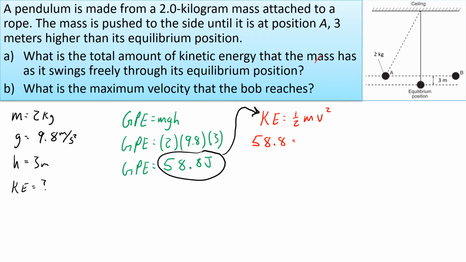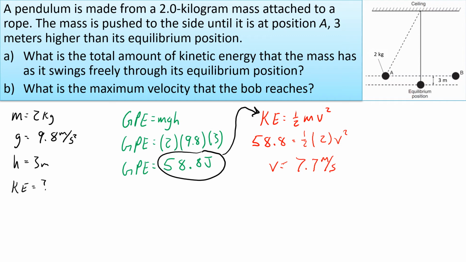Oh, actually, we just answered part A, right? It says, what is the kinetic energy? And then to do part B, you plug in the numbers. 1/2 of 2 is 1, so you end up just taking the square root of 58.8, and you get 7.7 meters per second, 7.668, whatever. That's one way to do it, if you know that all of the energy is being transferred from one to the other.